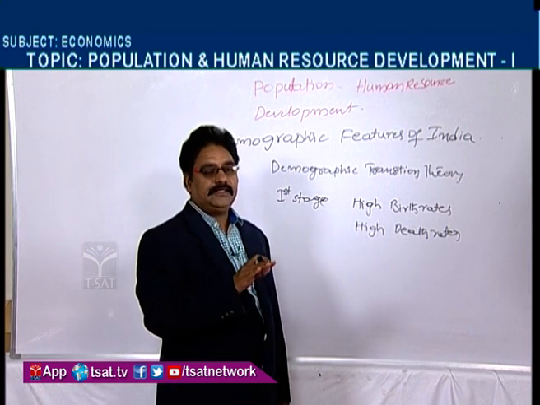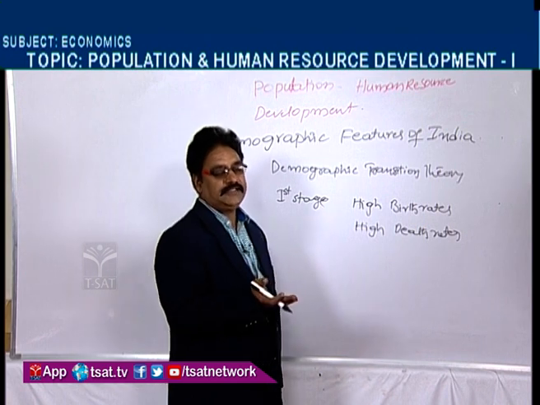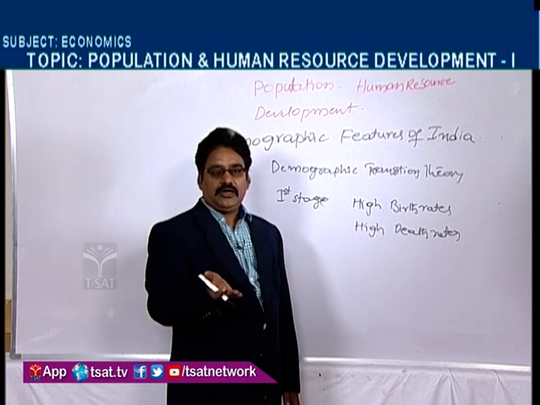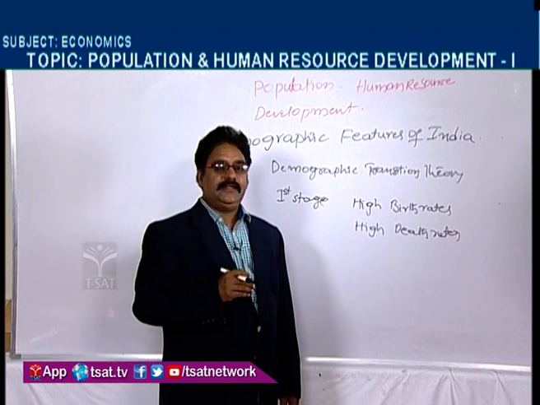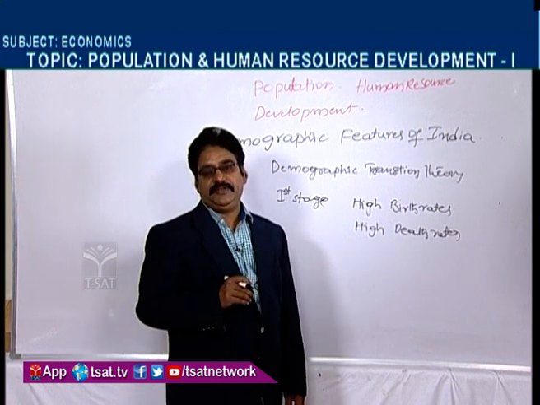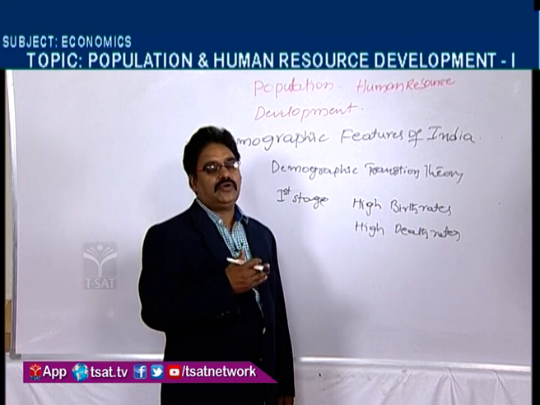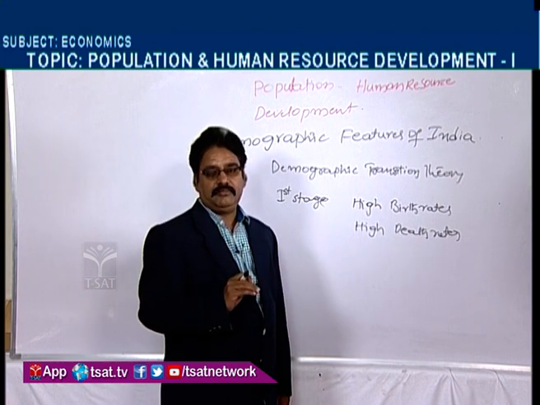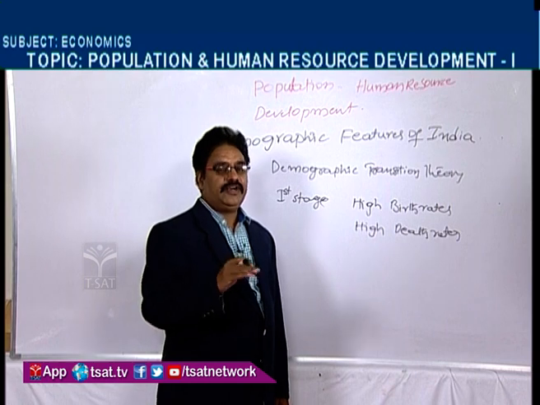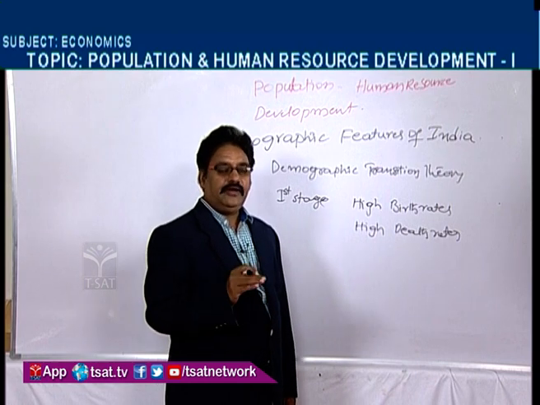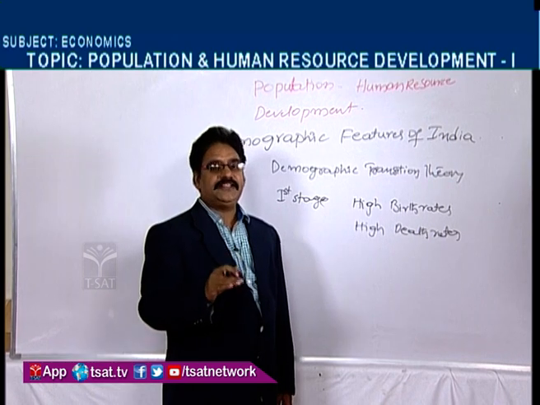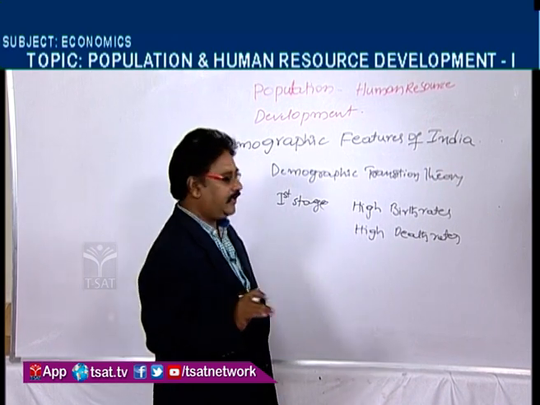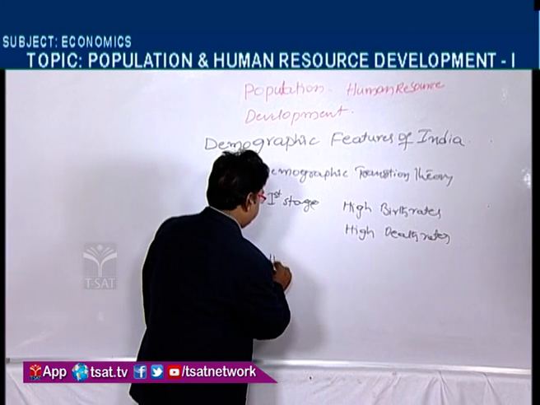For example, in India, approximately 49 was the high birth rate during the early period, and the death rate was almost equal to the birth rate, also 48 to 49. Then in this first stage there will not be any increase of population. Okay. Next, second stage.